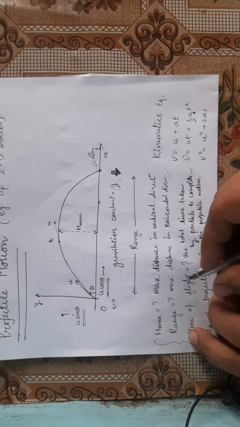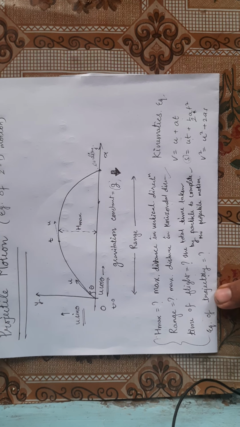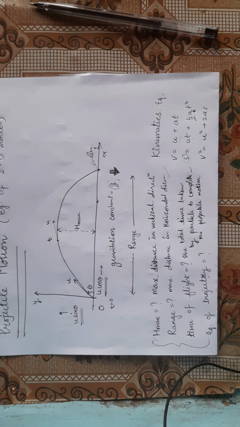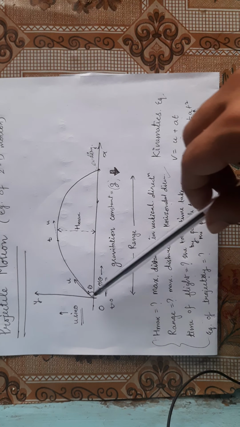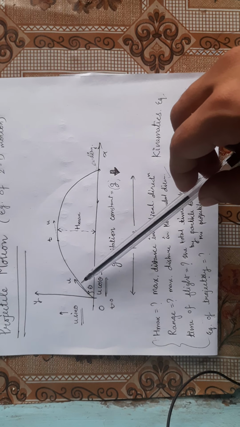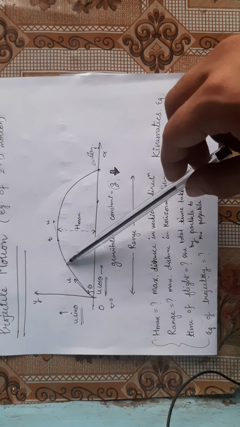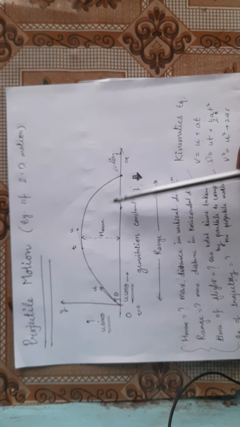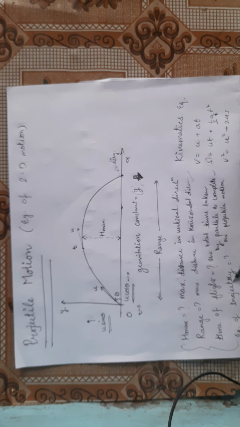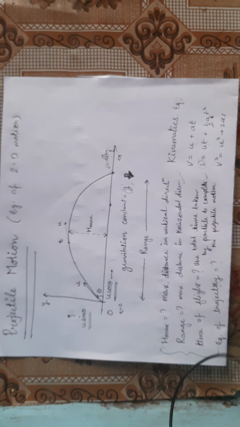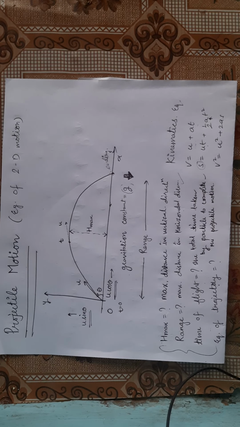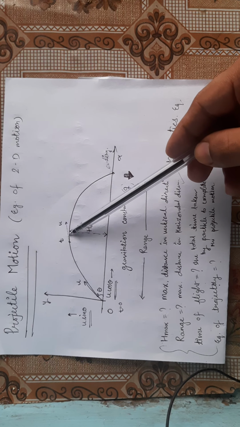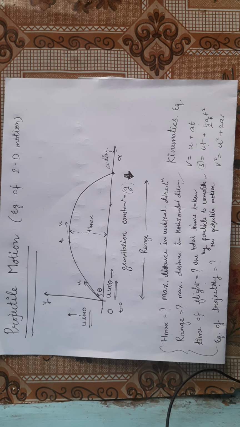The total time taken by the particle to complete the projectile motion is called the time of flight. And what is the equation of trajectory? Equation of trajectory is the equation of the path traced by the particle in completing the projectile motion. Equation of trajectory gives the information about the particle at any time instant t.